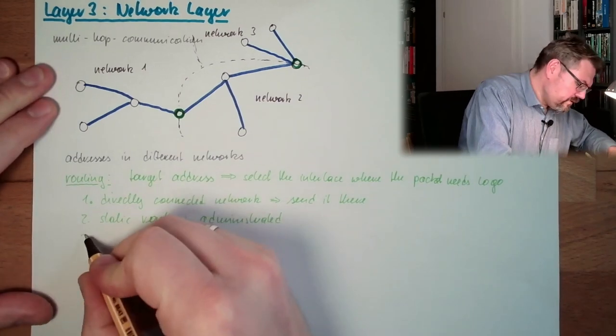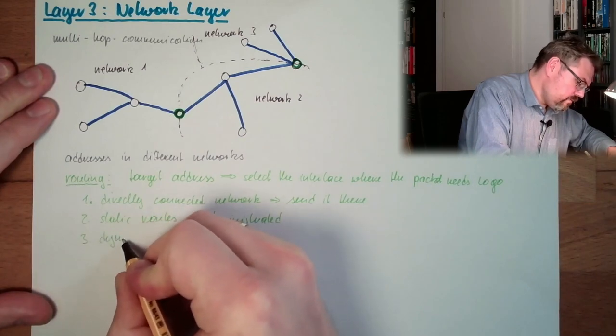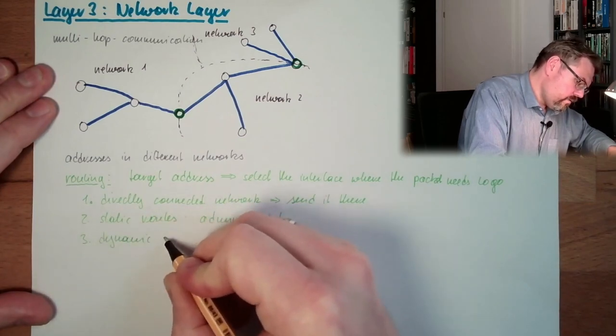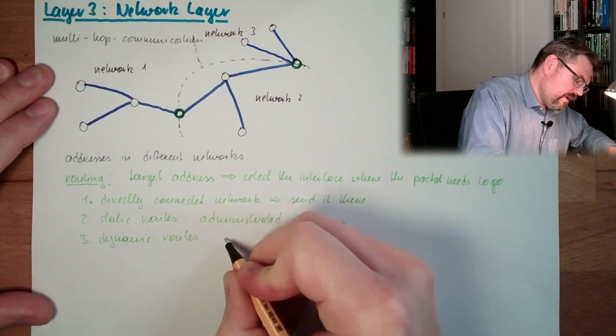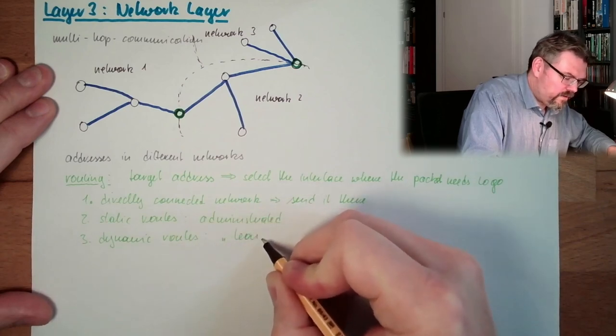Third, dynamic routes. These are learned automatically.